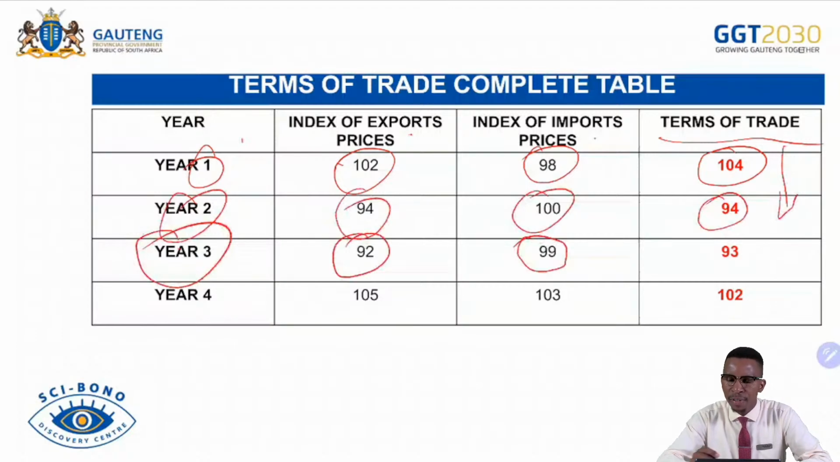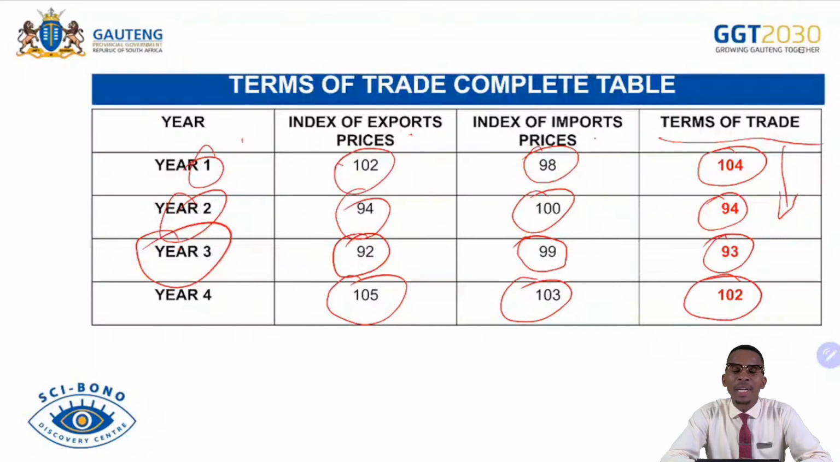That results in terms of trade declining also, from 94 to 93. On the last one, what happens? The export prices jump quickly to 105, they increase, while import prices also increase, but to 103. So in that case, if export prices are more than import prices, terms of trade will be increasing. Hence, we see terms of trade slightly increasing from 93 to 102.